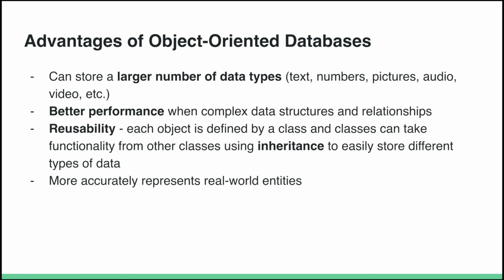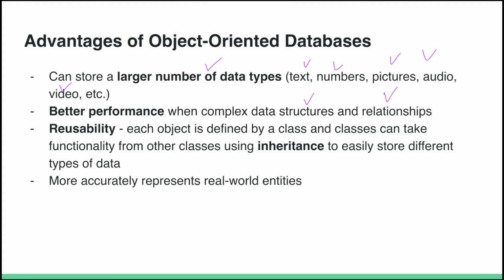So we're going to go over some of the advantages and disadvantages of object-oriented databases over relational databases. The first is that we can store a larger number of data types in object-oriented databases, or in objects, than we can in tables in relational databases. So we can have text, numbers, pictures, audio, video, pretty much whatever we want within reason. Whereas, as we saw earlier in the slideshow in the SL side, we have specific data types that we can use in relational databases.